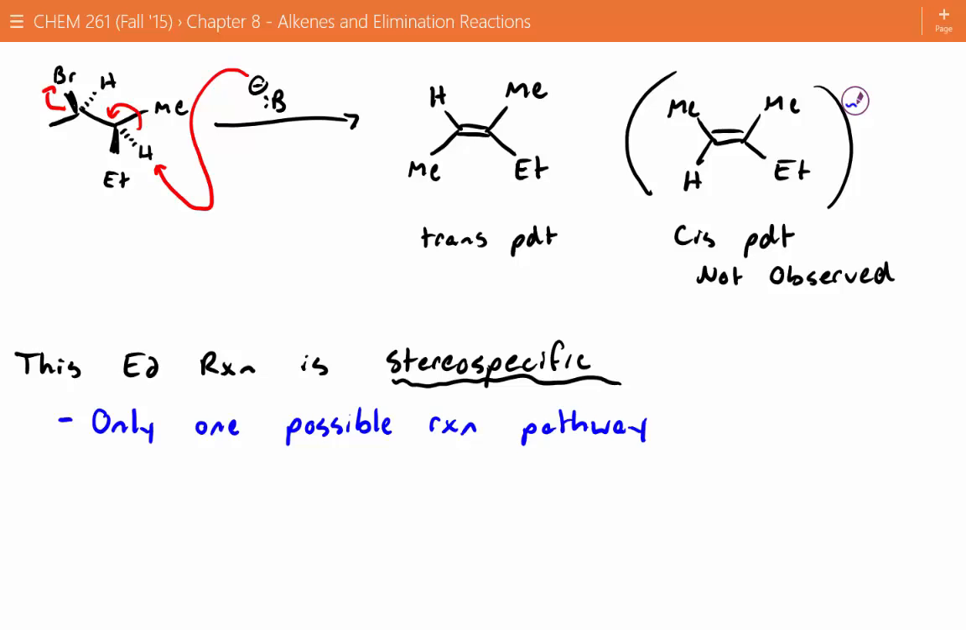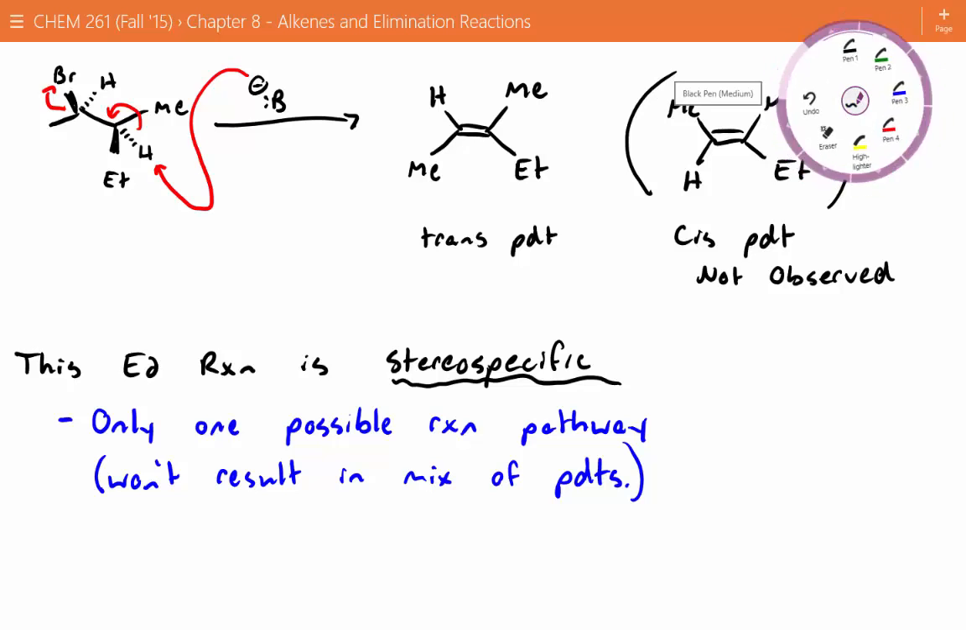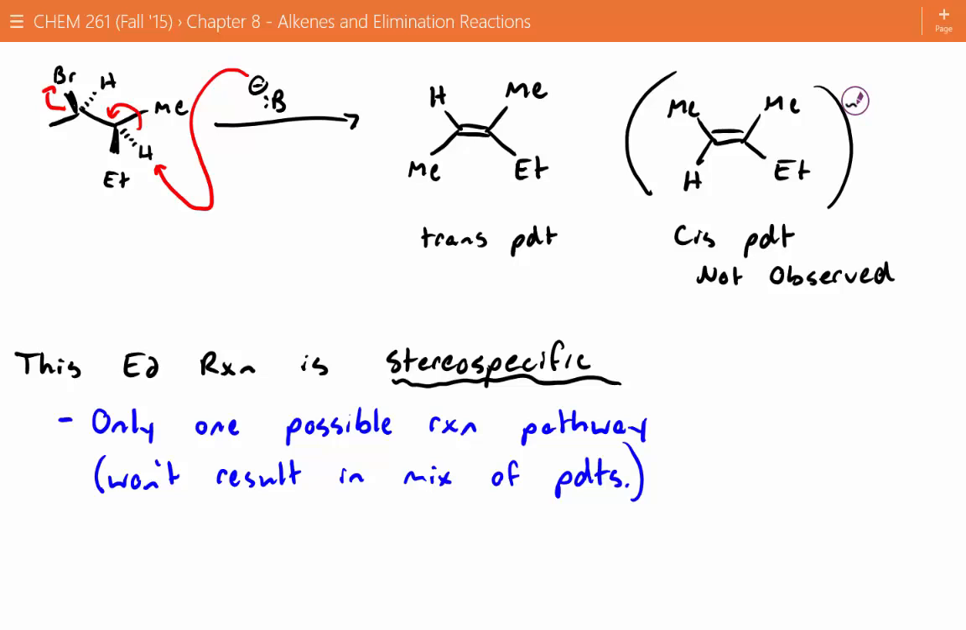You don't get a mixture of products. There are some E2 reactions where we do see a mixture of products, though. So we need to go back and look at some situations where we might get a mixture of products, and then analyze which one's going to be major and which one's going to be minor. So let's go back to a slightly easier example.